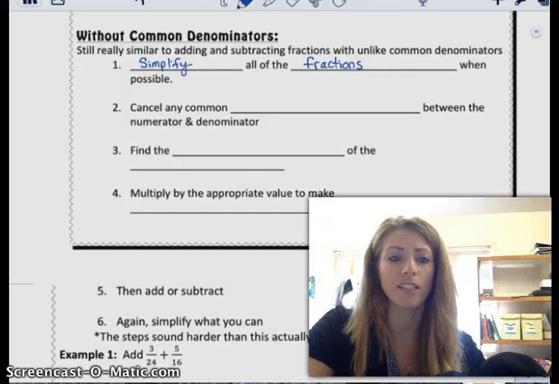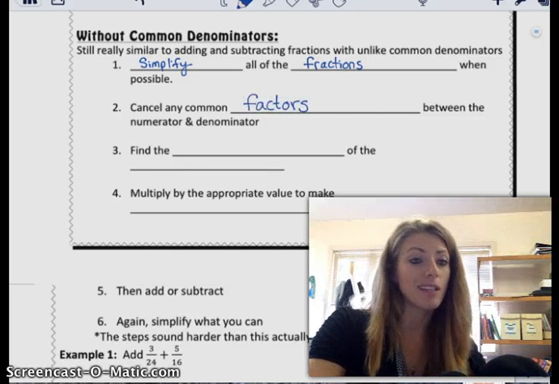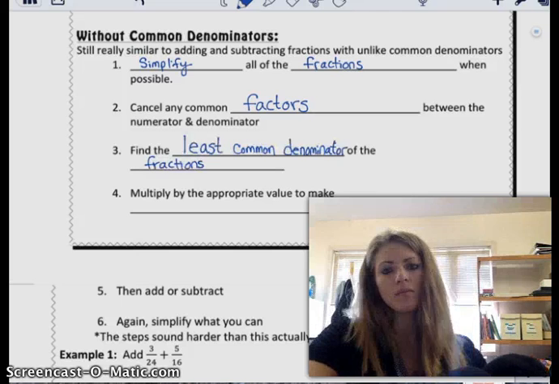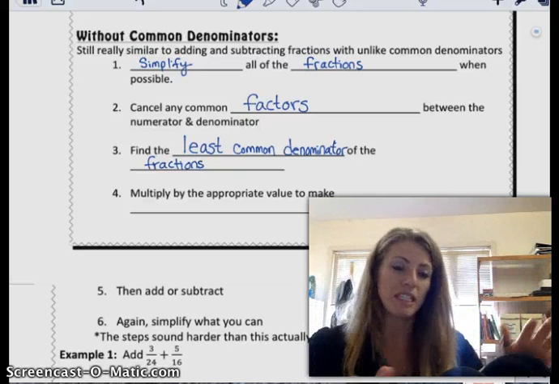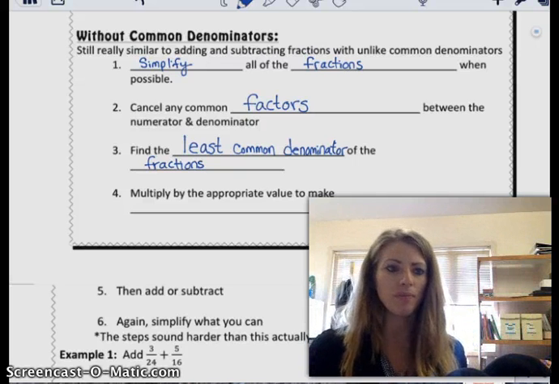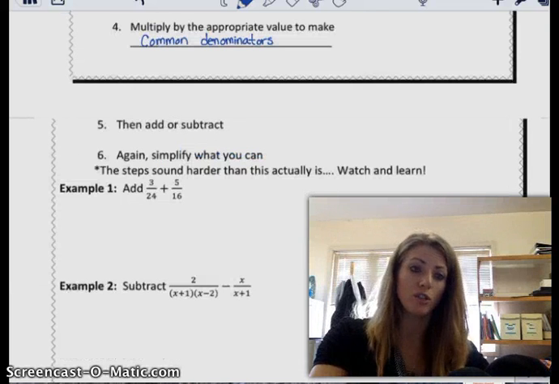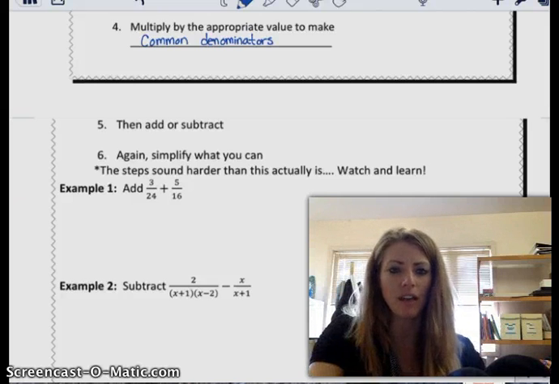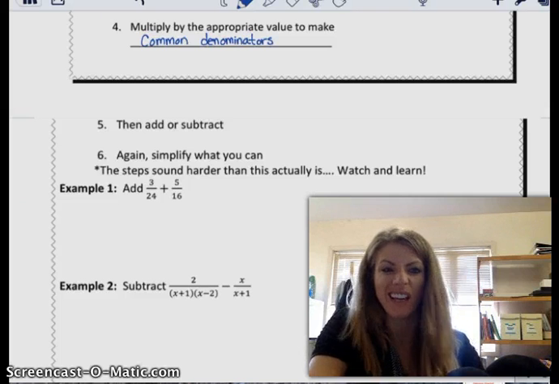That includes canceling out any common factors that the numerator and denominator have. Next, find the least common denominator of all of the fractions that you have. Then you're going to multiply by the appropriate value, which I'll show you what that means in a second, to make both of them have the same denominator. Then add or subtract like normal. You add or subtract the numerators and then keep the denominator, and then simplify whatever you can. It's really not that bad.